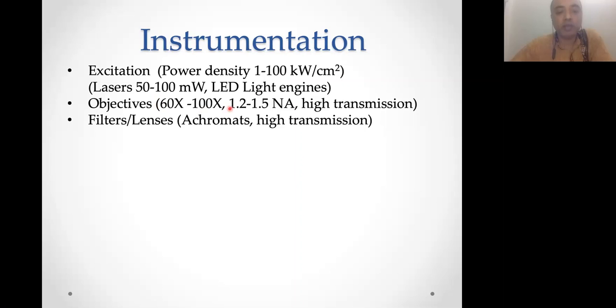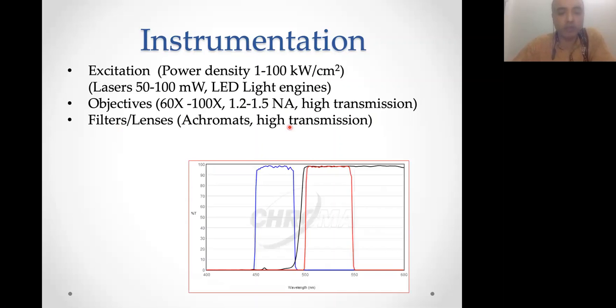Your objectives need to be high enough in NA. Something in this range is what is required, and they need to be high in transmission, which most of these objectives are in the visible range, where your fluorescence will be. Your filters and your lenses need to be achromats, and they need to again have high transmission in the visible regime, which is usually true. But about the filters, you can go and look them up. There are filters and there are filters. So you want to have the highest transmission for your visible range. You will need to spend some money to get them, but this is what you are aiming for.